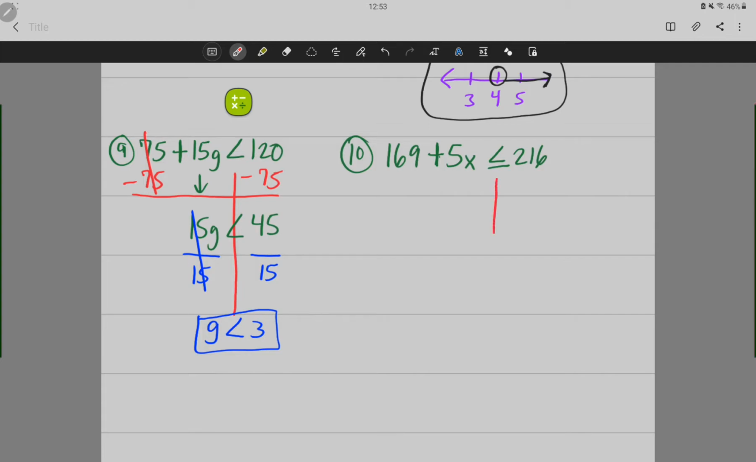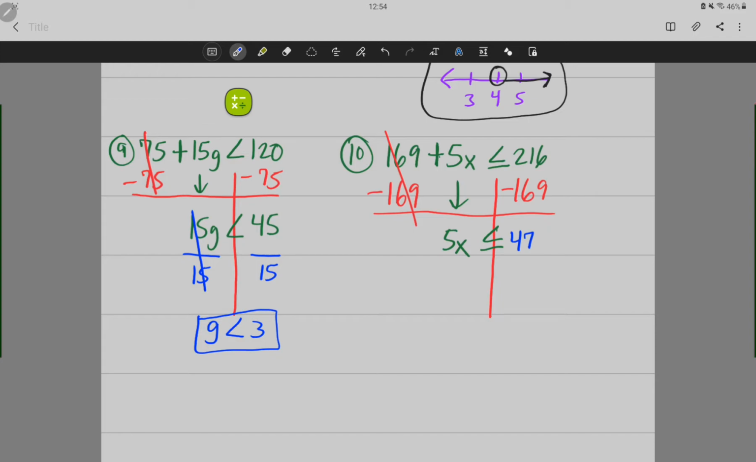Now it's time to solve. Where the symbol is, we draw the line. We want to isolate or get X by itself, the variable, but next to it, we have the constant, which is positive 169. So perform the inverse or opposite operation. Opposite of positive 169 is negative 169. So subtract on both sides. 169 minus itself is 0. Just cancel it. Bring down the 5x and your less than or equal to symbol. 216 minus 169 is 47.